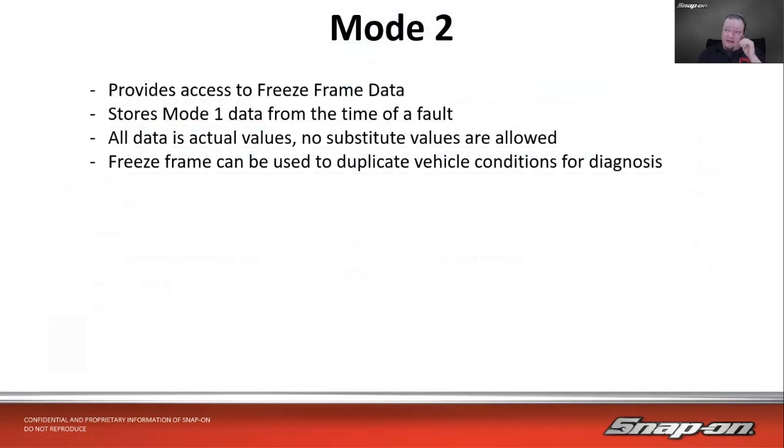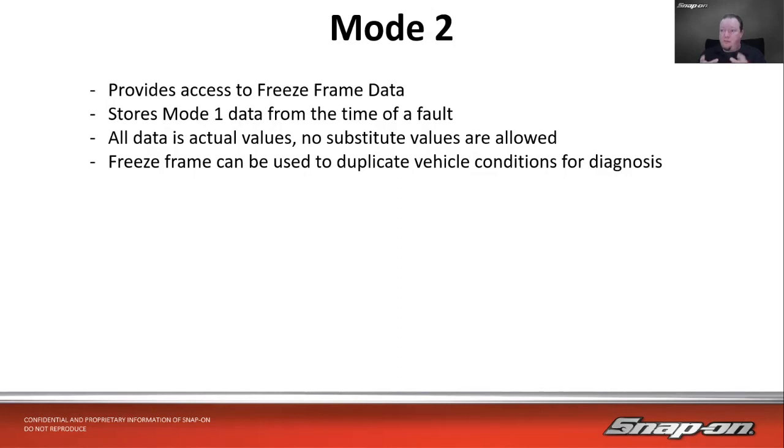Mode 2 gives us access to freeze frame data. Freeze frame data is the mode 1 data that we just looked at, and whatever it was doing at the time of the fault, like a snapshot. Right? It'll take a picture of that data at the time of the fault. Once again, since it's pulling from mode 1, all the data is actual values. No substitute values are allowed in there either.